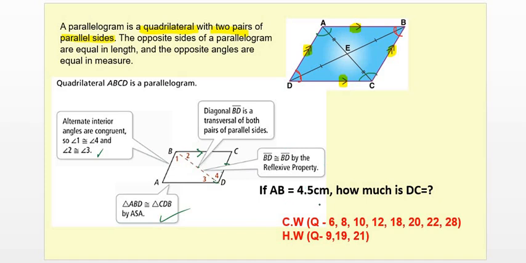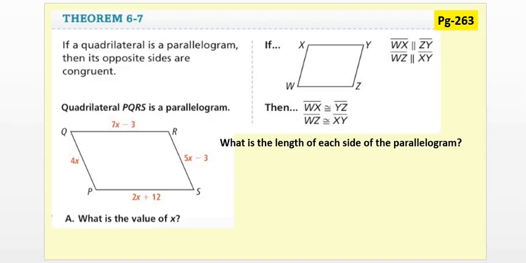Now they are saying, if AB is 4.5 centimeters, what will be the measurement of DC? As we discussed here, the opposite angles and the opposite sides are the same in measure, so this one will also be 4.5 centimeters. Clear? Now let's discuss some of the theorems related to this objective.